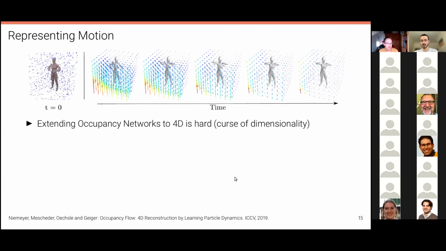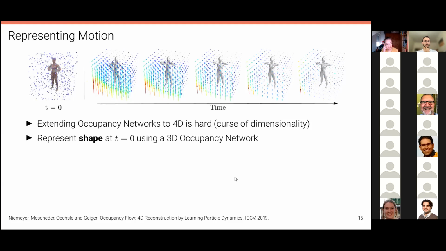One thing that we also looked at is how can we represent motion with this model. Unfortunately, we found that extending this idea of occupancy networks to 4D is hard due to the curse of dimensionality, and because shapes are very discontinuous, and representing something that's discontinuous with a neural network is hard. And also another problem with this is that there's just much fewer data sets that have shapes in motion compared to data sets with static 3D shapes. And so we have a data problem as well.